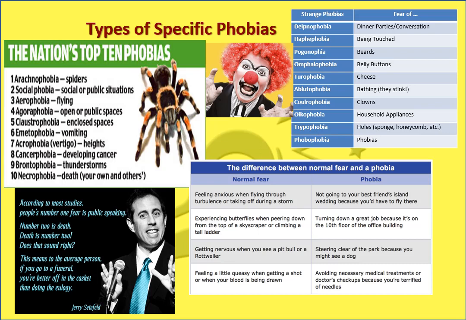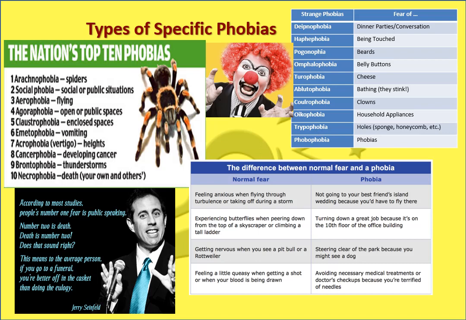You can see down in the bottom left, there's a joke by Jerry Seinfeld with that in mind. According to most studies, people's number one fear is public speaking. Number two is death. Death is number two. Does that sound right? This means the average person, if you go to a funeral, you're better off in the casket than you are doing the eulogy.